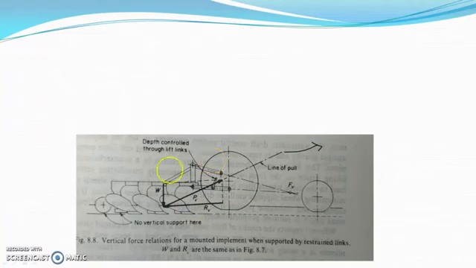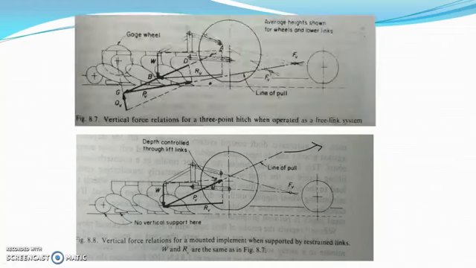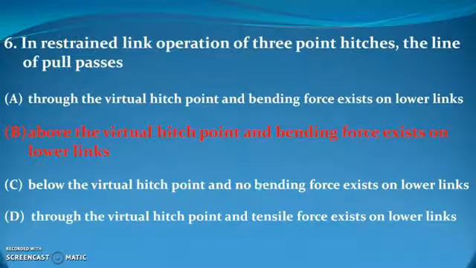Okay. So you can analyze it properly if you compare it with free link. So free link is like this. In free link actually all the load is taken by the implement. So you can see here the weight of the implement is acting here, but the G is here. Okay. So if you see that this line of pull, it's the resultant of this and this, passes through virtual hitch point. Okay. So here you can see this is passing through these points. So this is the difference. So in this case, the answer will be above the virtual hitch point and bending force exists on the link.